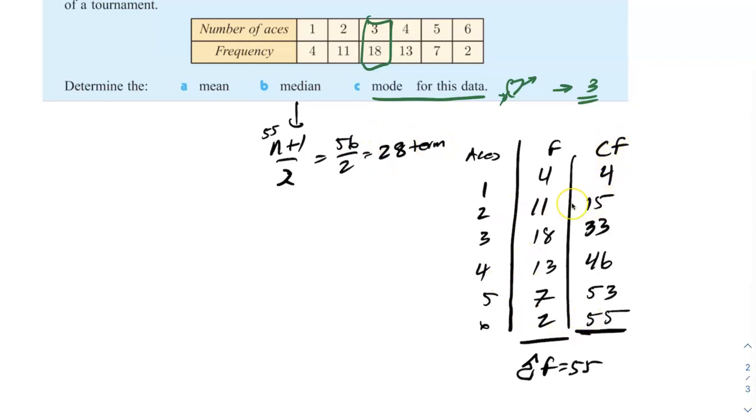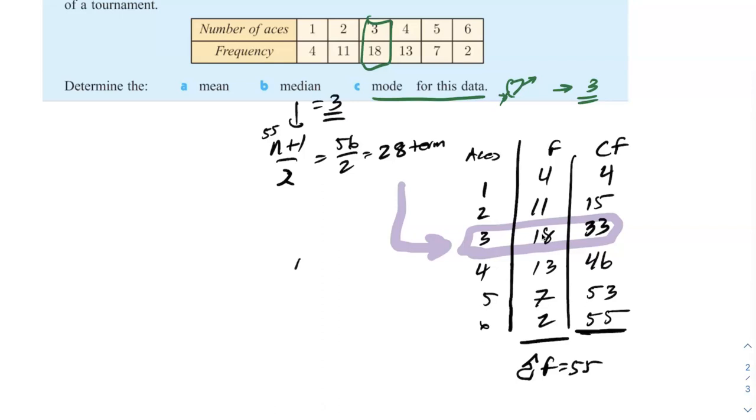It should fall right in here. At the end of when 2 ends, I'm at 15 total. That's all 2s. Once all the 3s are written down, I'm at 33. So I passed my 28. So 28 must be in this term here. So it must also be 3.